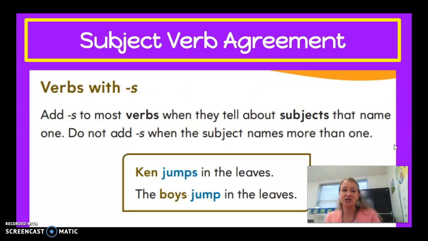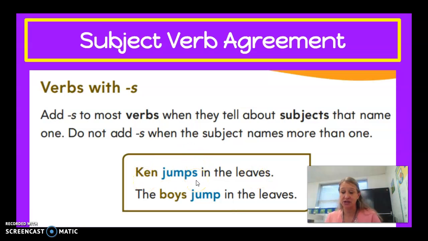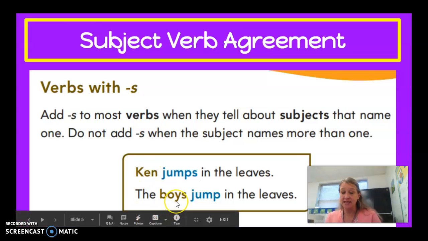Verbs with S. You add S to most verbs when they tell about subjects that name one. Do not add S when the subject names more than one. Ken jumps in the leaves. Ken is one person, so we add an S to the verb jump. The boys, we already know, means more than one, so we don't add S to the verb jump. The boys jump in the leaves.